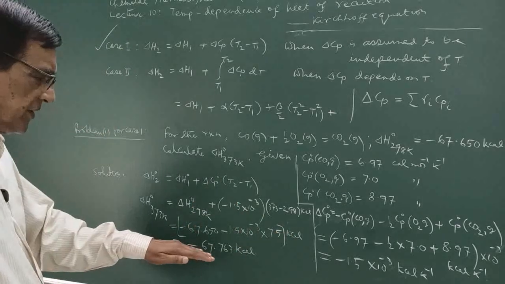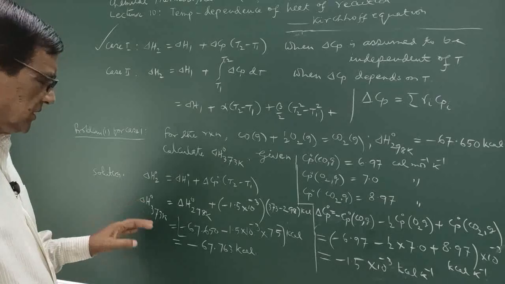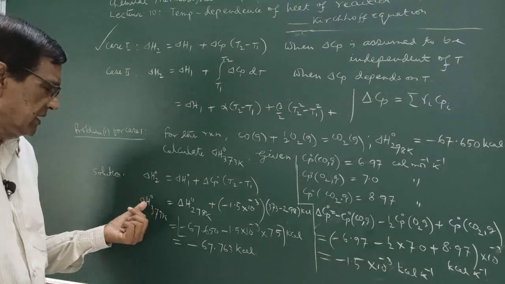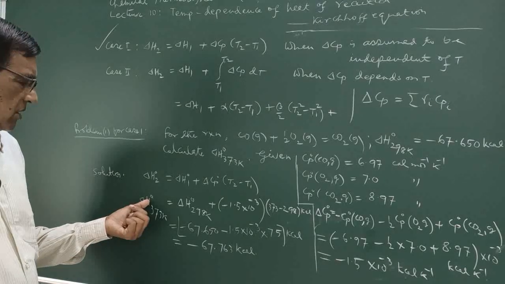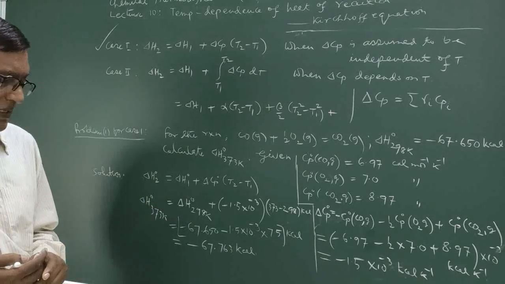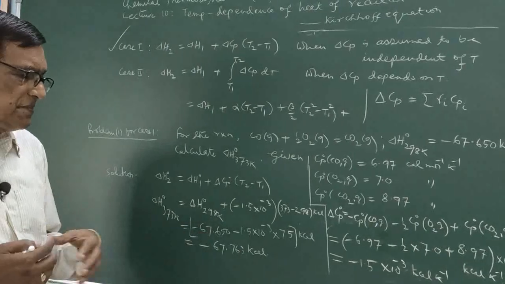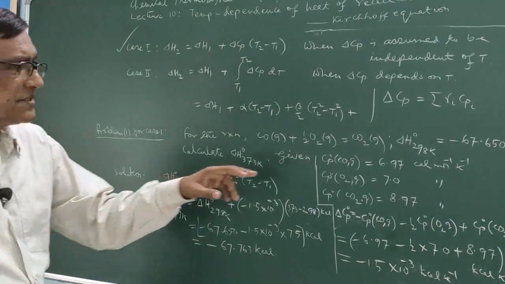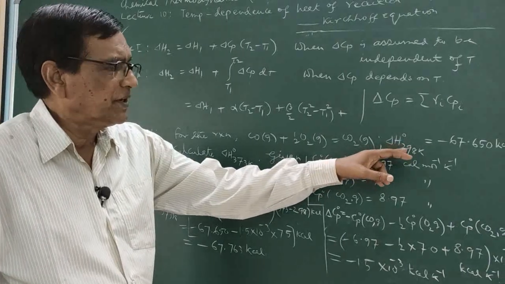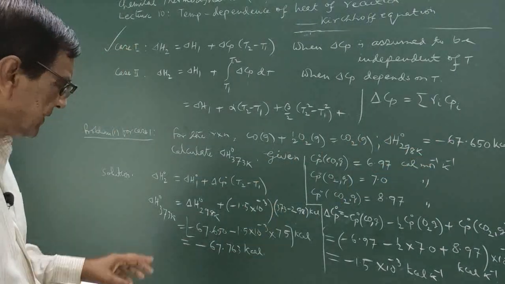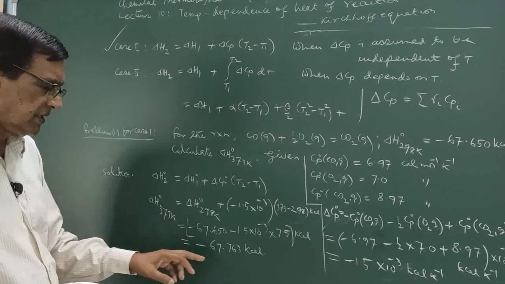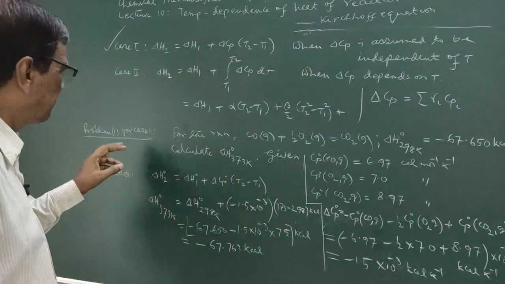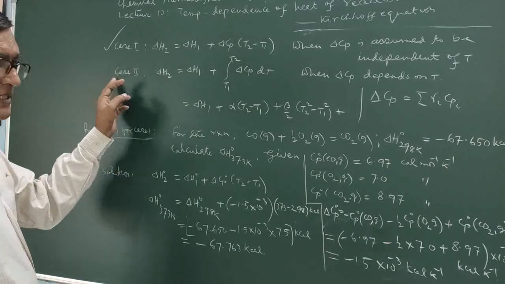So the final result is this one. The molar standard enthalpy of a reaction changes with temperature: at 298 Kelvin, this value, and at 373 Kelvin, this value. Now I give you another problem for this case 2.